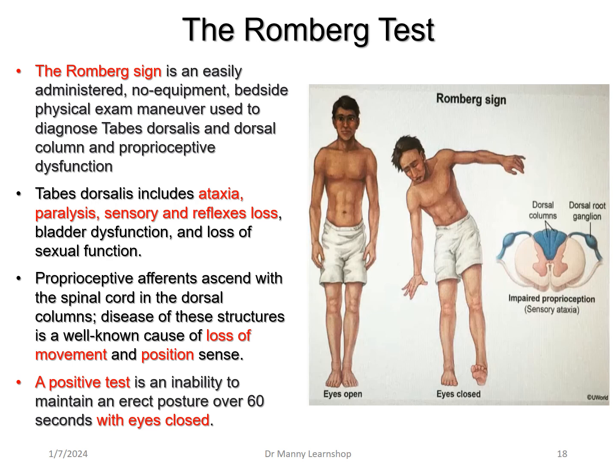This is the Romberg test. The Romberg test is fairly straightforward. It doesn't require any equipment at all, and typically here a positive test is an inability to maintain an erect position over 60 seconds with your eyes closed. While your eyes are open, you don't sway, you aren't at risk of falling. As soon as you close your eyes, this indicates you've got some disability neurologically.